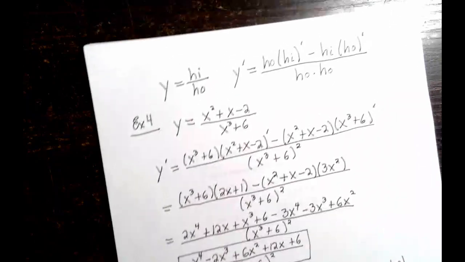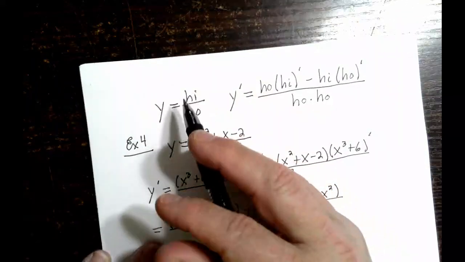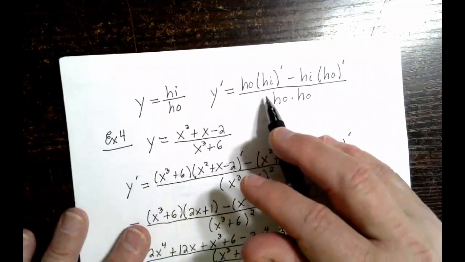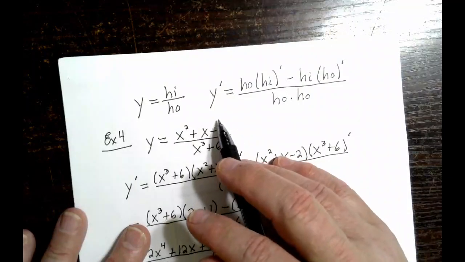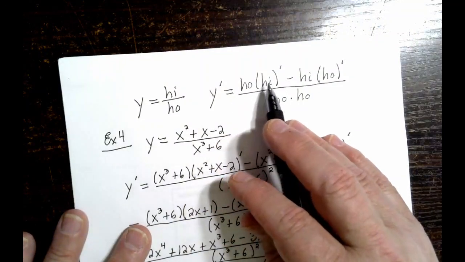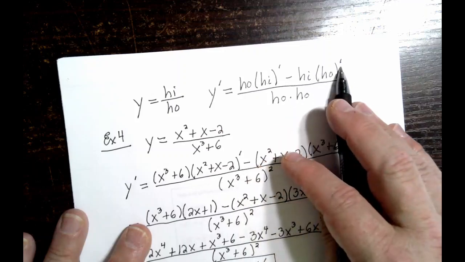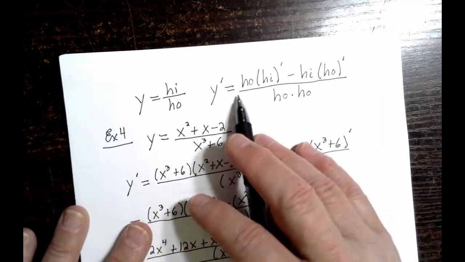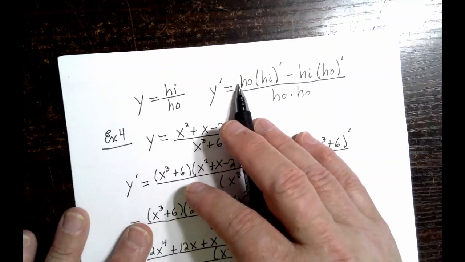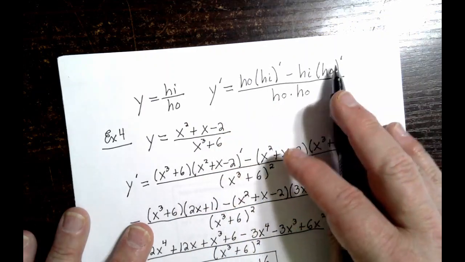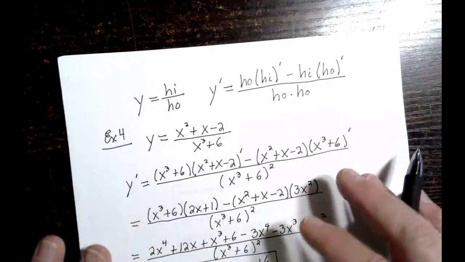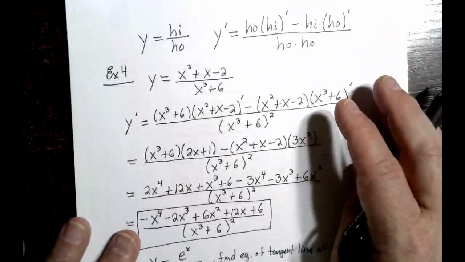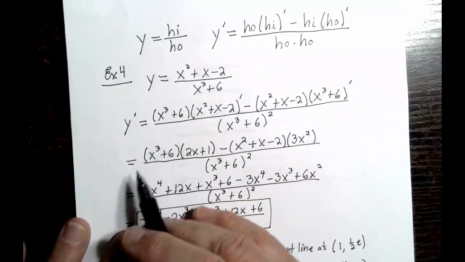Another way you can think about it is if you think of the top as "hi" and the bottom as "ho", you've got ho d-hi minus hi d-ho over ho ho. And so you've got the bottom times the derivative of the top minus the top times the derivative of the bottom over the bottom squared. It's just kind of a catchy way to sometimes help you remember the quotient rule.